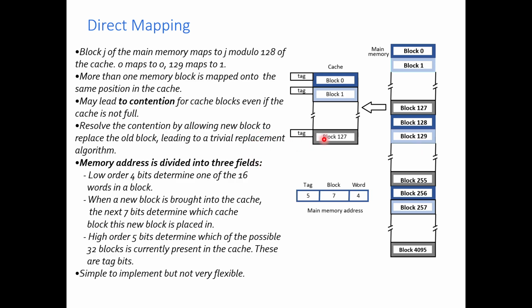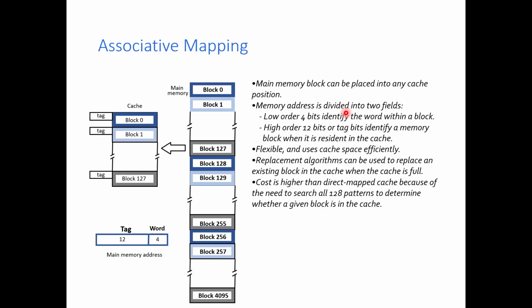The drawback is that sometimes we keep using one particular block while the remaining blocks are not occupied. We are wasting that memory. To avoid this we can go for associative mapping. In associative mapping, the 16-bit address has 12 bits for tag and 4 for word. Wherever free space is available, you can place the block there.